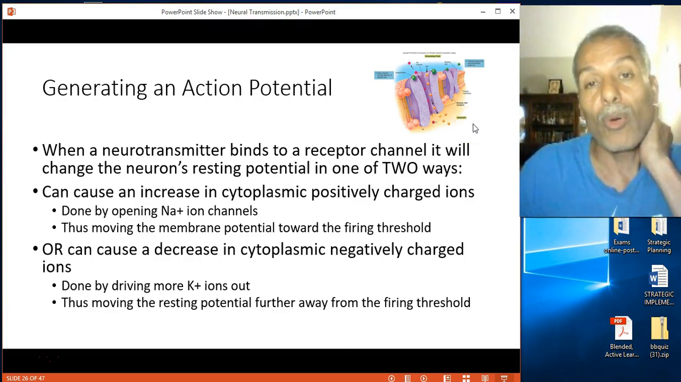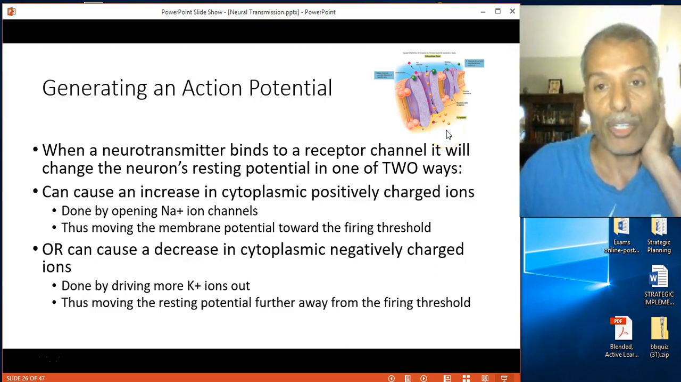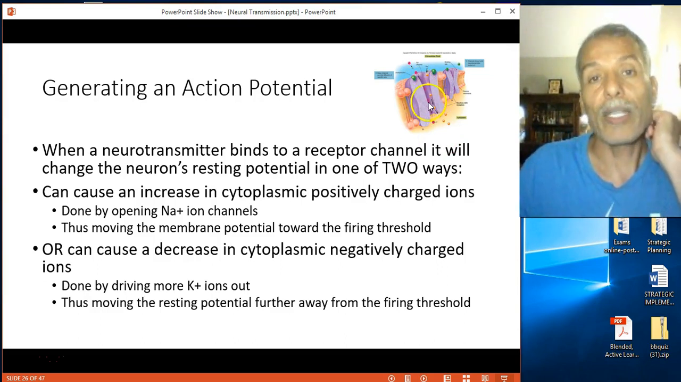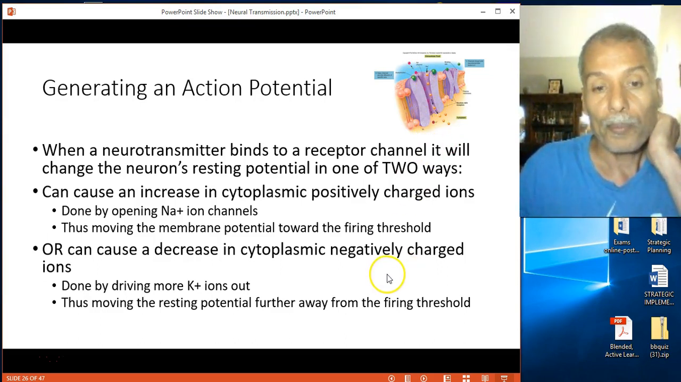And this is what we call hyperpolarization or inhibition. You prevent the cell from firing. That is an inhibitory action potential. And when it makes it fire, that will be excitatory.